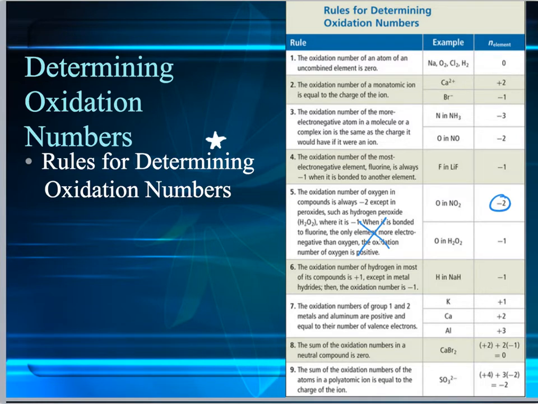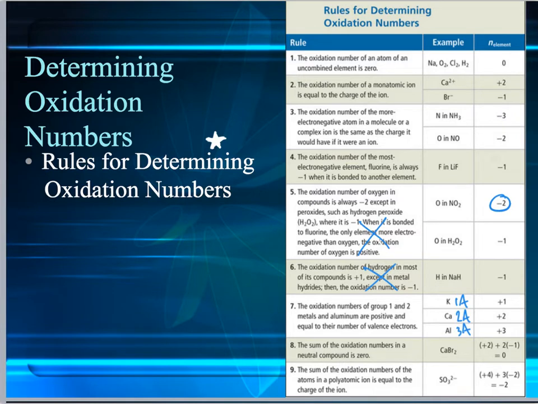All right, look, we're not going to see these either. I've never given you a hydride before. Those things are pretty dangerous, so we don't see that. Number 7, the oxidation number of group 1 and 2 metals and aluminum are positive and equal to their number of valence electrons. Pretty straightforward. Basically, group 1A elements are +1. Okay, group 2A elements are +2. Group 3A elements, well, for the most part, are +3.